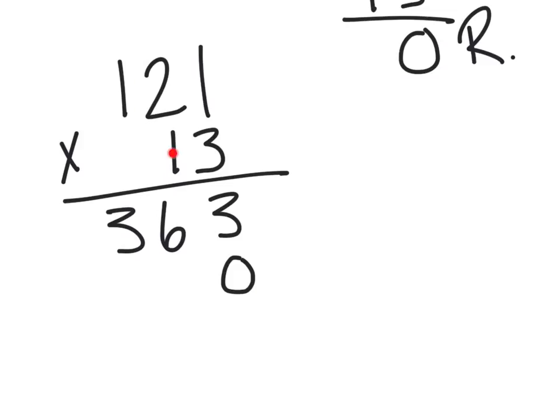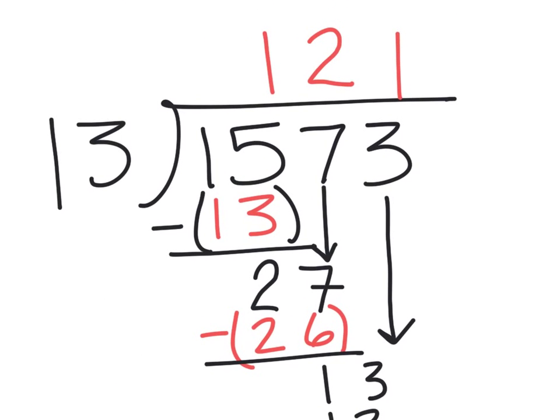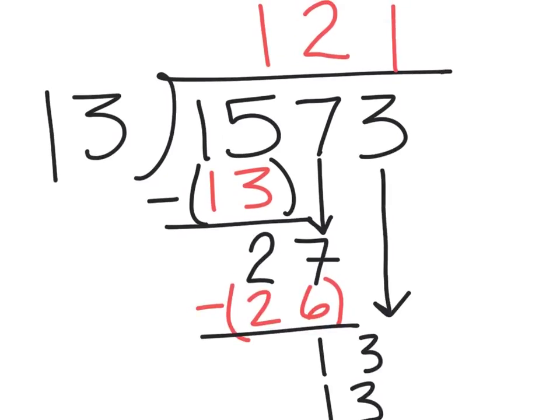And now I'll do 1 times 1 is 1. 1 times 2 is 2. 1 times 1 is 1. And I get 1, 5, 7, 3, which in fact was what I divided. Alright, so now that we've warmed up with some old school long division, we're going to tackle polynomial long division.